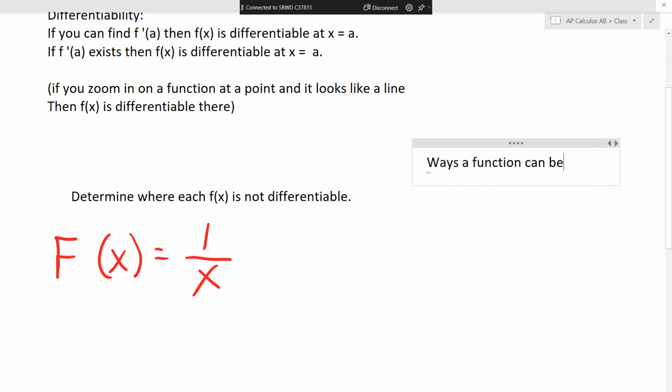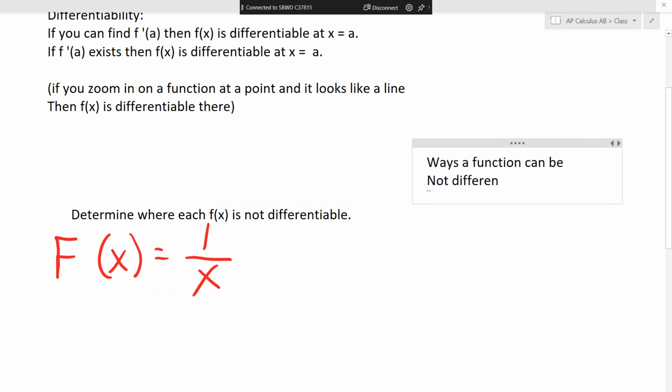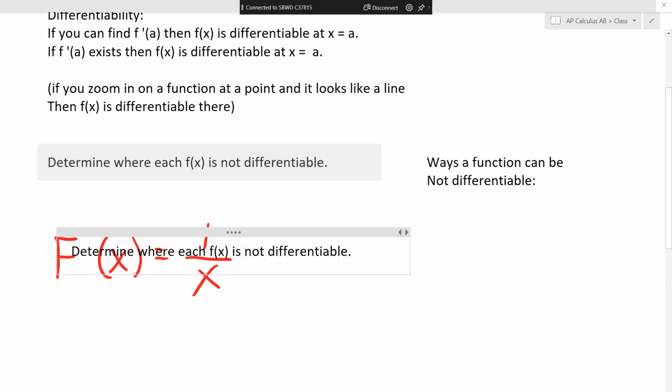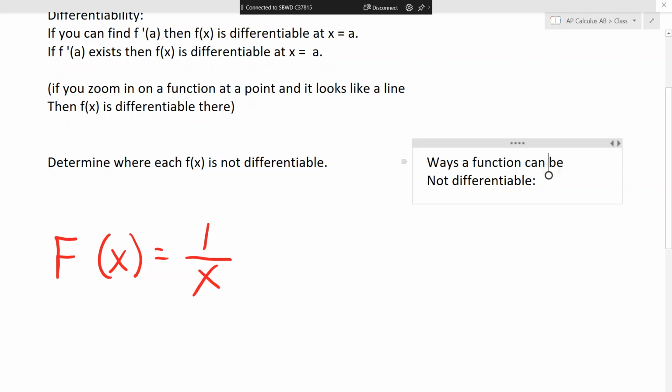Over here, we're going to list ways a function can be not differentiable. The first one: f of a is undefined. There's no point there, can't have a slope there. Sound good?